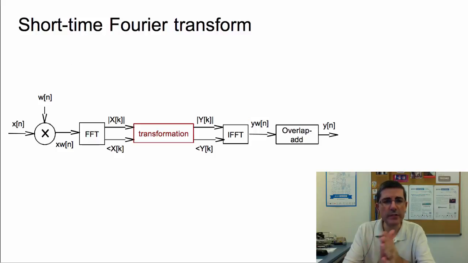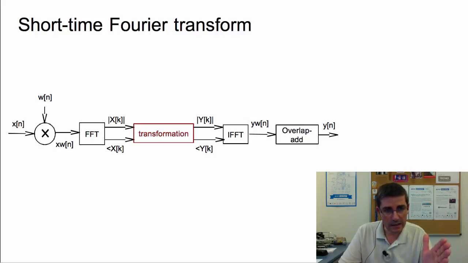Let's start with the short time Fourier transform. This is the block diagram that we saw, in which frame by frame we are selecting a fragment of a sound, windowing it, computing the spectrum, obtaining a magnitude and phase. And now what we are introducing is a transformation block after this spectral analysis. From this transformation, we obtain a new magnitude and phase spectrum that can be inverted, and we can obtain a new sound that is a modified version of the input sound.